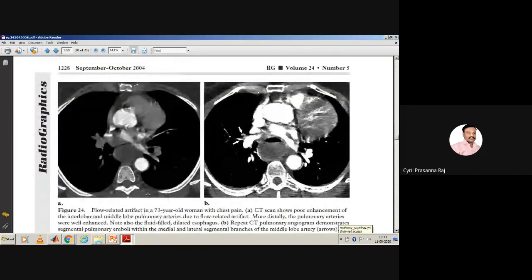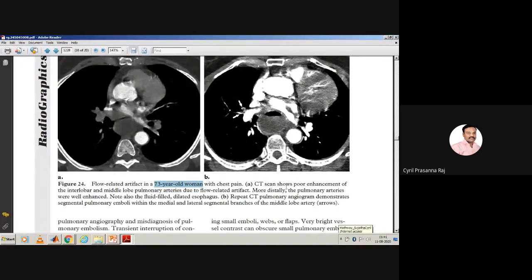They tell us that this is a CT image of a 73-year-old woman with chest pain. The CT scan shows poor enhancement of the interlobar and middle lobar pulmonary arteries due to flow-related artifact. So they are trying to show that some small amount of artifacts can occur here. These artifacts in the images are trying to give false information about the patient's CT image.